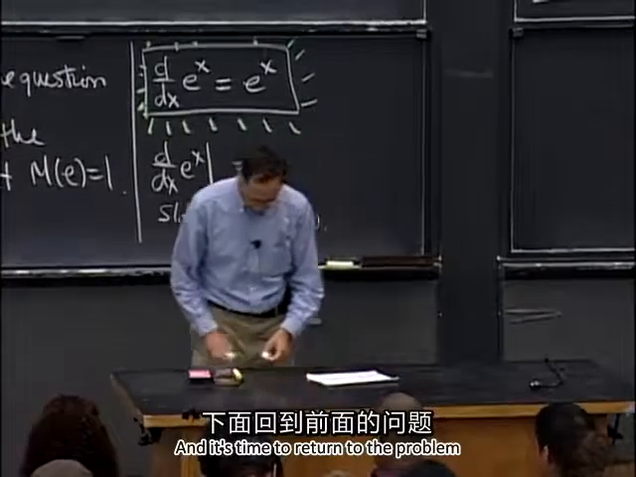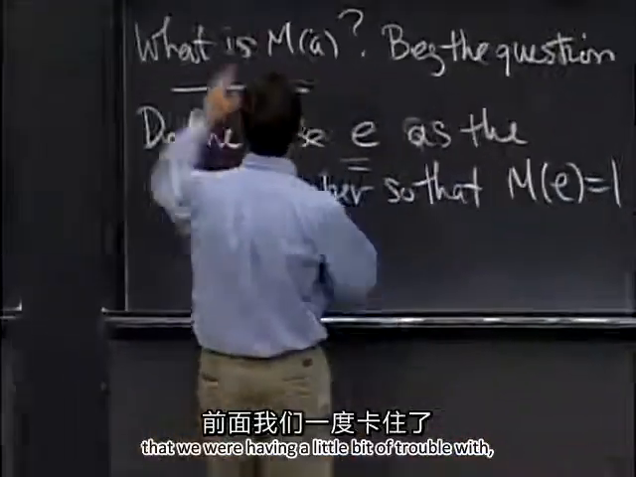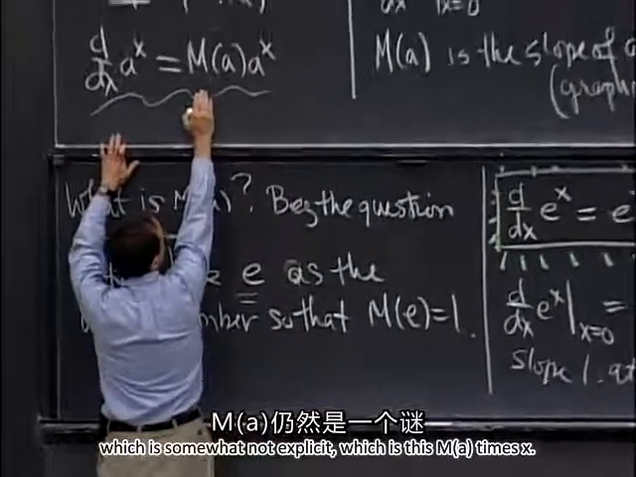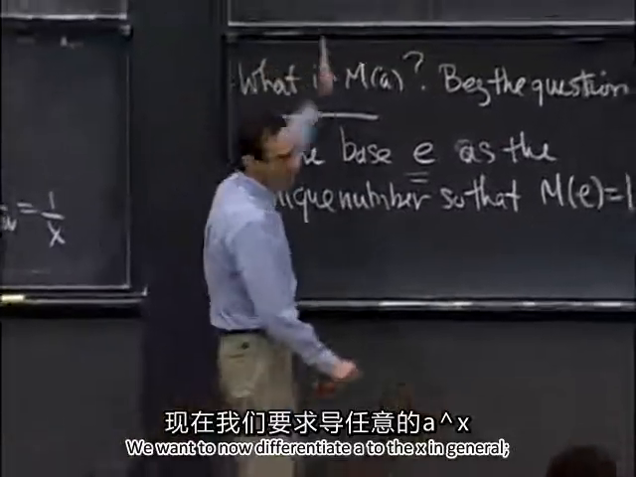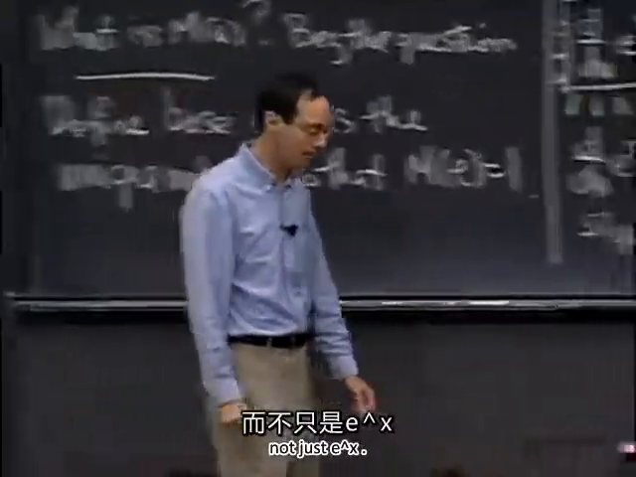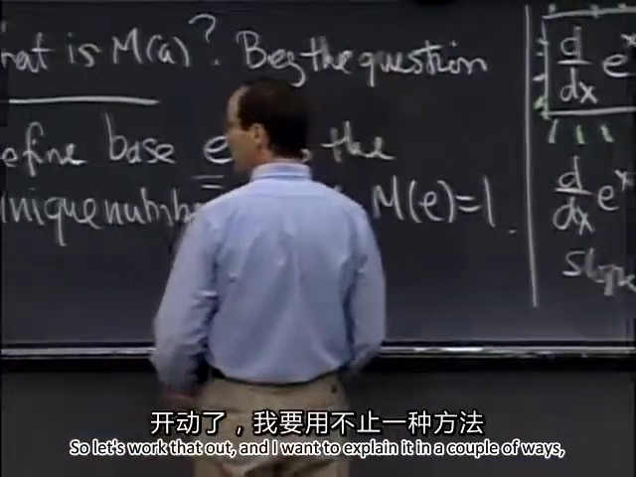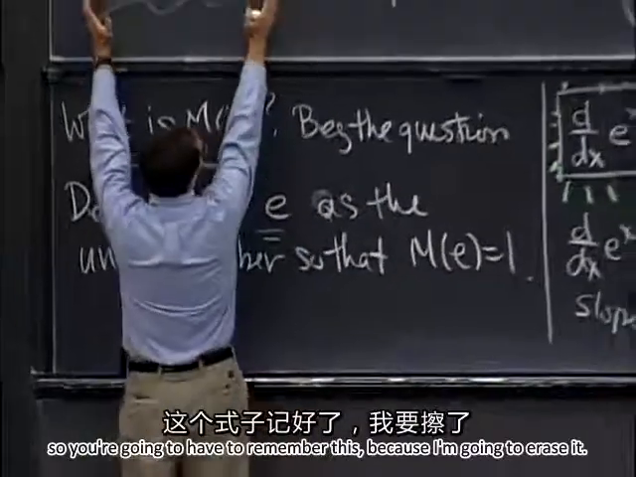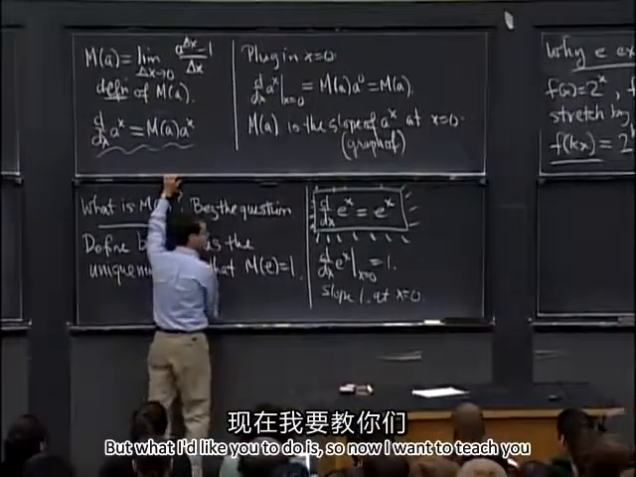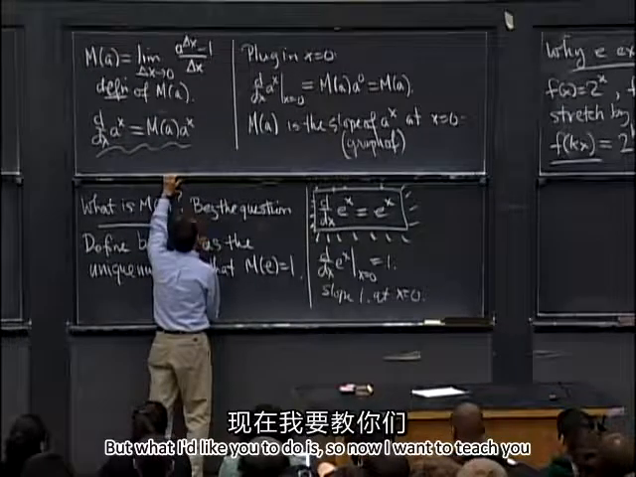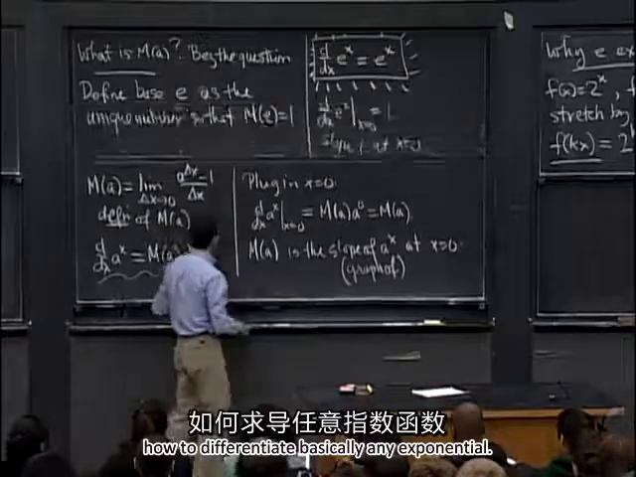And it's time to return to the problem that we were having a little bit of trouble with, which is somewhat not explicit, which is this a to the x. We want to now differentiate a to the x in general, not just e to the x. So let's work that out, and I want to explain it in a couple of ways. So you're going to have to remember this because I'm going to erase it. But what I'd like you to do is, so now I want to teach you how to differentiate basically any exponential.